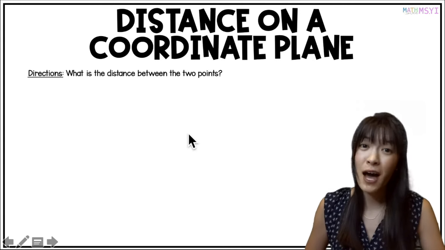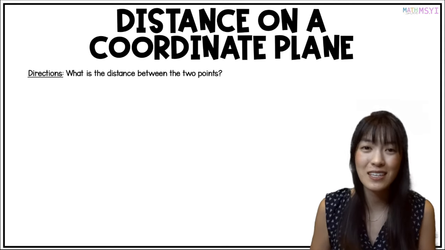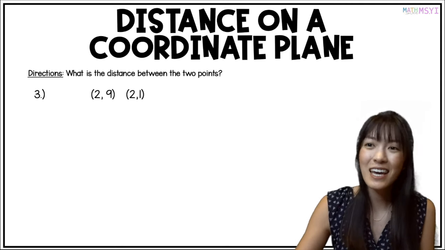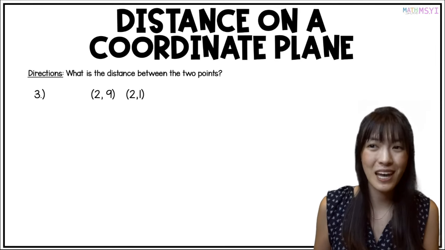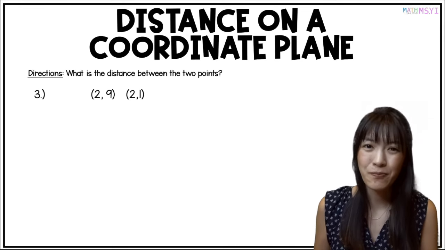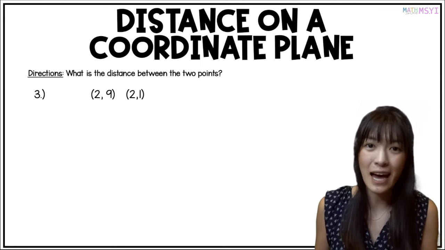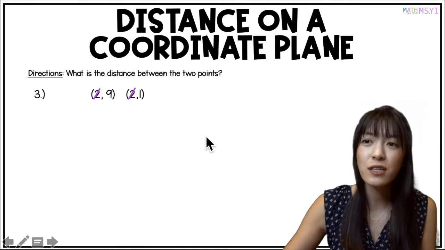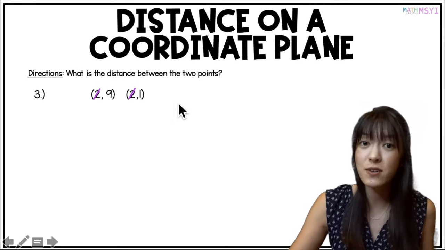Sometimes you might not have the points on the graph and then you're still expected to find the distance. In this case, you might have an example like this, (2, 9) and (2, 1). The first thing you want to do is cross out the same axes. So in this question, 2 and 2 are both in your x-axis. So I'm going to cross those out.